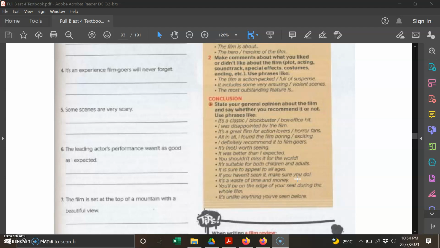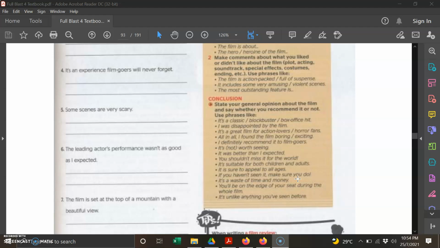Next, it's suitable for both children and adult. Sesuai untuk kanak-kanak dan orang dewasa. Next one, it is sure to appeal menarik to all ages, kepada semua peringkat umur. Next one, if you haven't seen it, make sure you do. Kalau awak belum tengok, pastikan awak tengok.